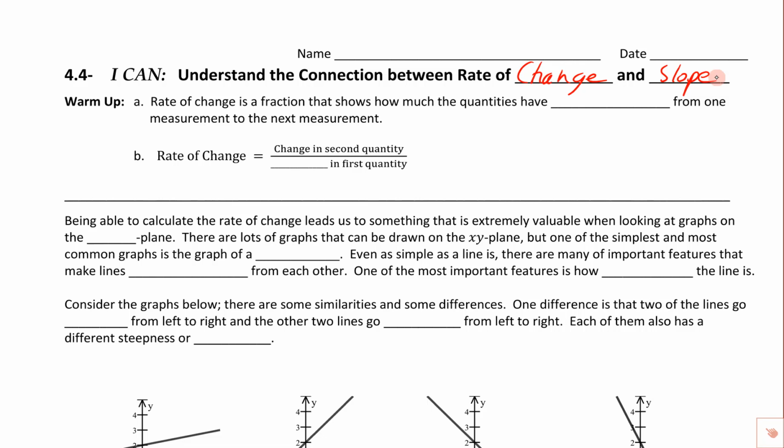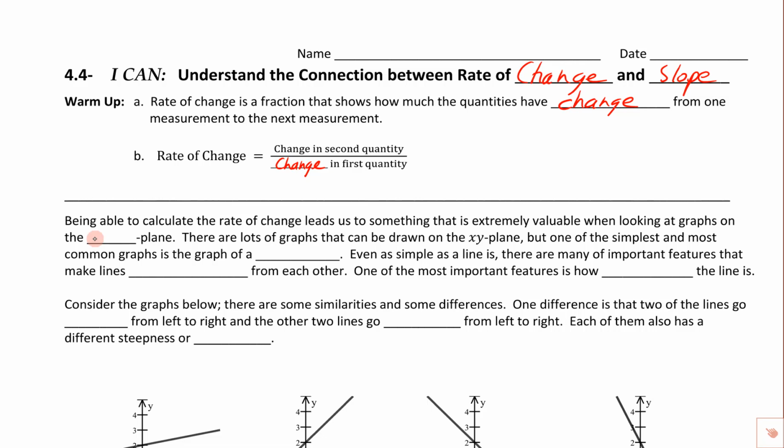So in the warm-up, it says rate of change is a fraction that shows how much the quantities have blank from one measurement to the next. So remember, when we do rate of change, we're comparing measurements from one measurement to the next, and we're checking to see how much the quantities have changed from that one measurement to the next measurement. And then there's a formula for rate of change, and it's always the change in the second quantity. I know that sometimes seems a little bit backwards, but we put the change in the second quantity on the top, and we put the change in the first quantity on the bottom.